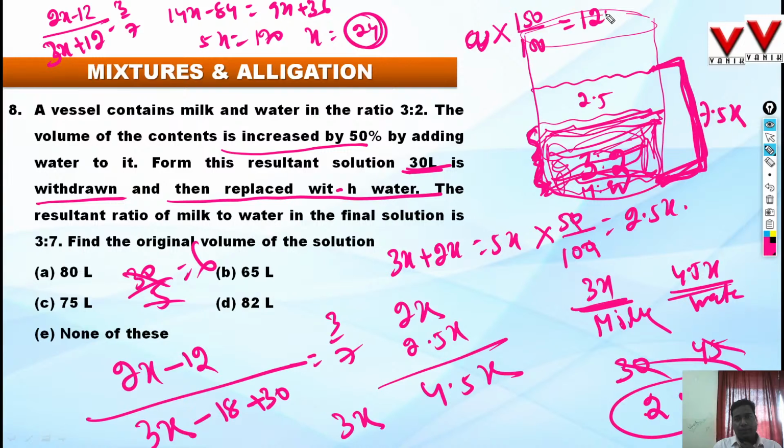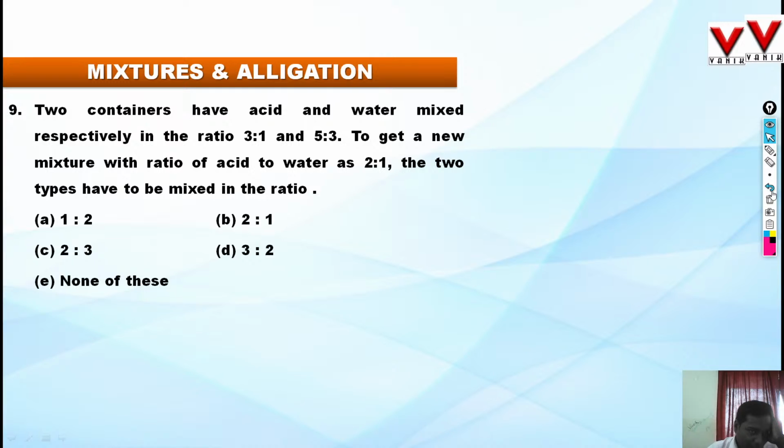Then come to the next one. Question number 9. Two containers having acid and water mixed respectively in the ratio 3:1 and 5:3. To get a new mixture with ratio of acid to water 2:1, the two types have to be mixed in the ratio what? Students who are watching the video, please tell me the answer.